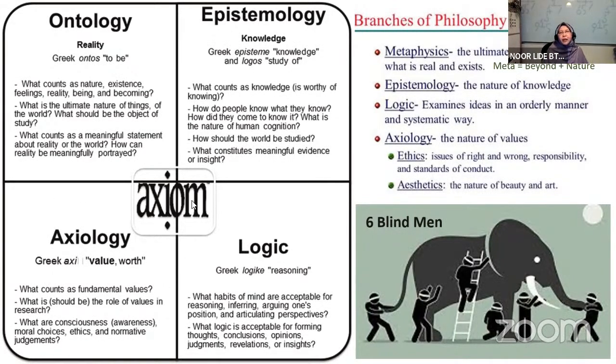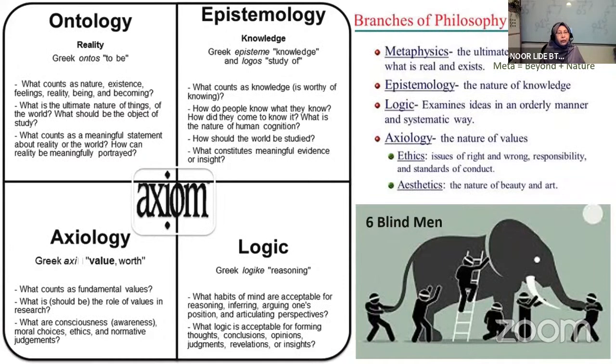Then we talk about axiology. Axiology is about value. All right. What would be considered right or wrong? What would be considered good or bad? What is acceptable? What is not acceptable? It talks about values. And then we have logic. Logic is reasoning. What can be counted as logical, right? So if you make a claim and you support your claim, then that is logic in itself.